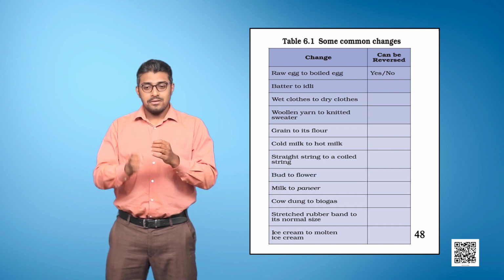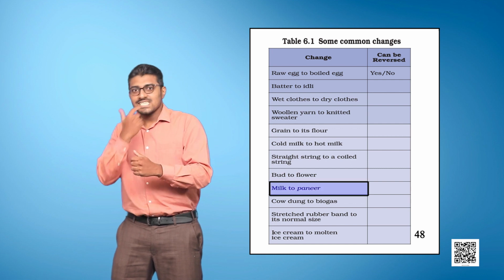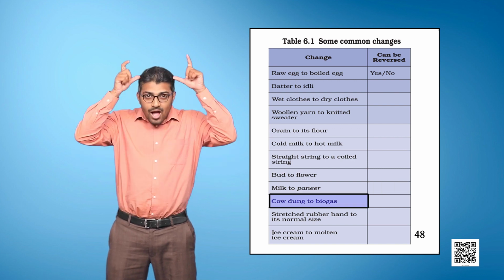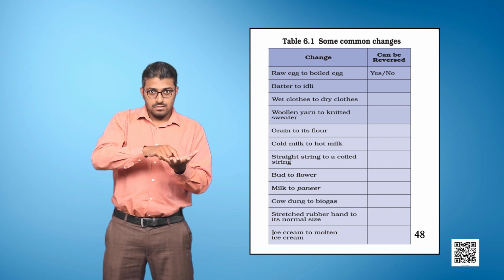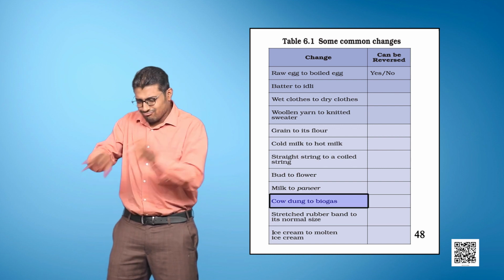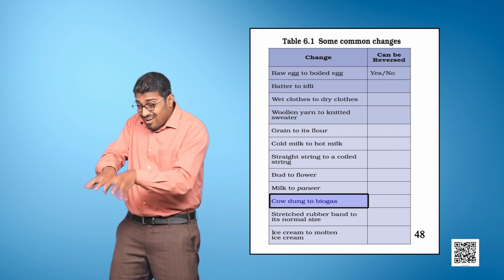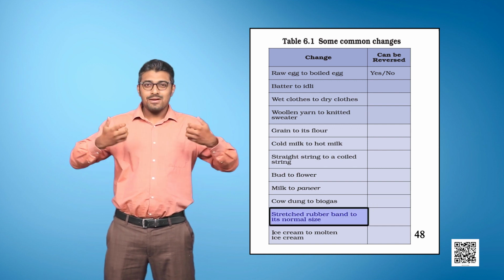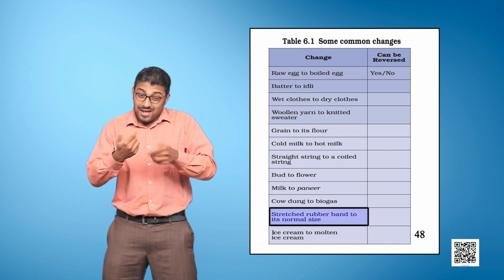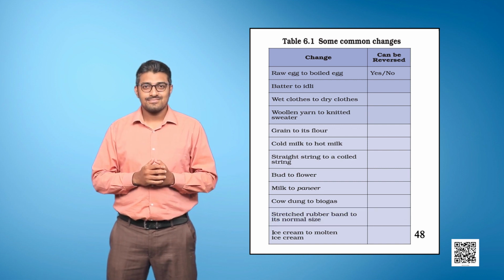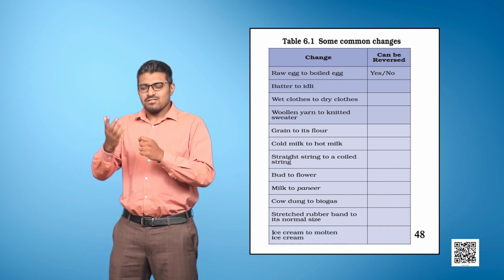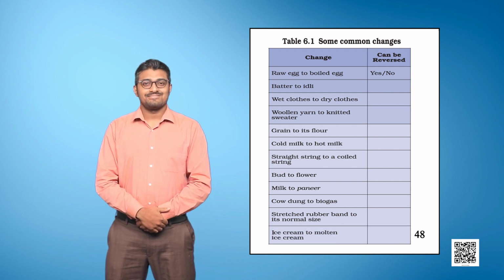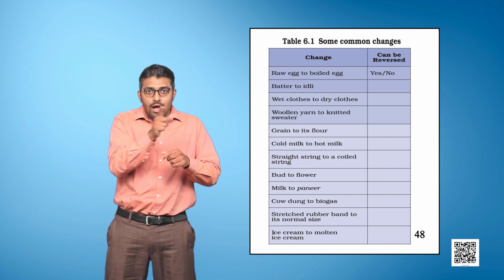Yes or no? Milk to paneer. Yes or no? Cow dung to biogas. Yes or no? Stretched rubber band to its normal size. Yes or no? Ice cream to molten ice cream. Yes or no? Complete this table according to your observations.